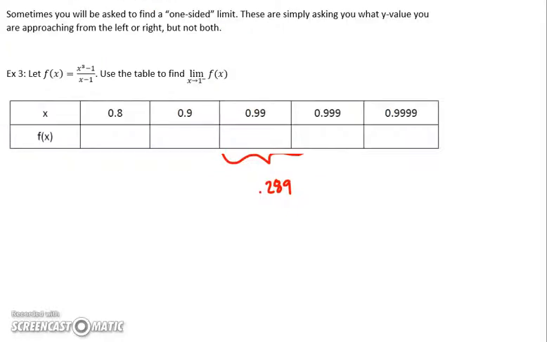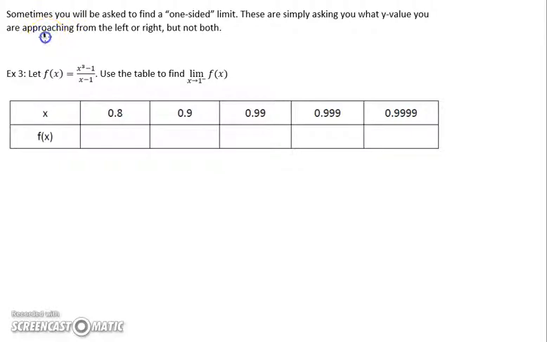So one more. Sometimes we're going to be asked to find a one-sided limit instead of just a limit in general. These are simply going to be asking you what the y values are approaching from the left or from the right, but not both. If we went back to that first graph that we looked at, we were trying to figure out from each side, what am I getting close to? On a one-sided limit, we're only looking at one side.